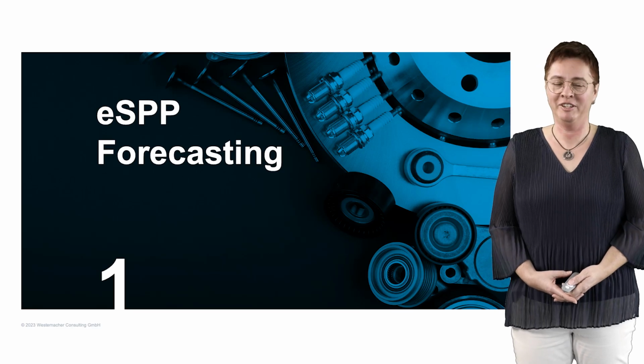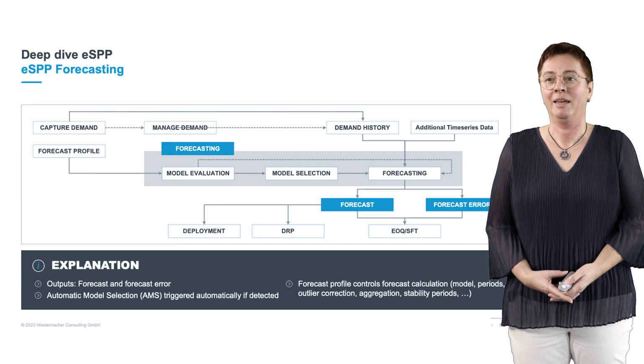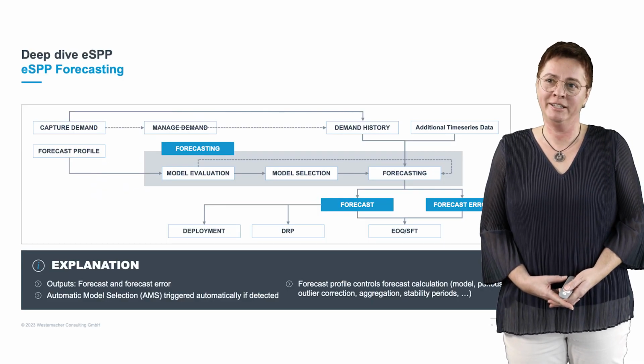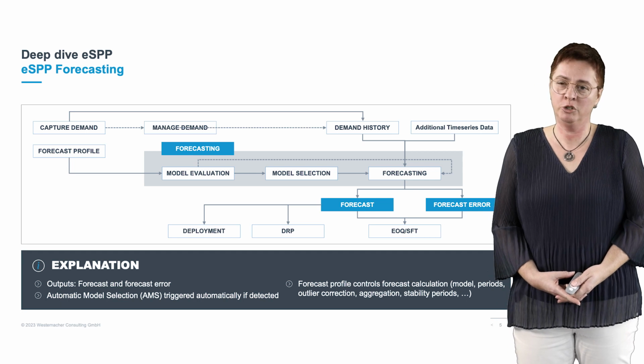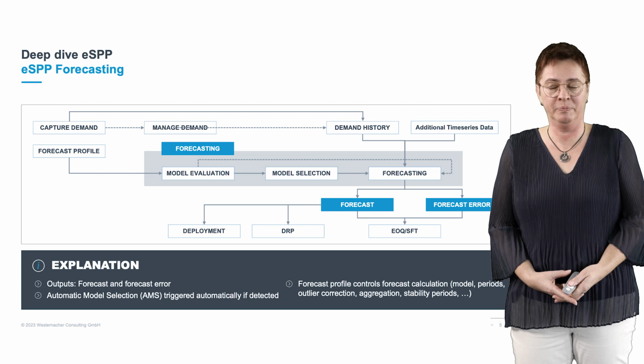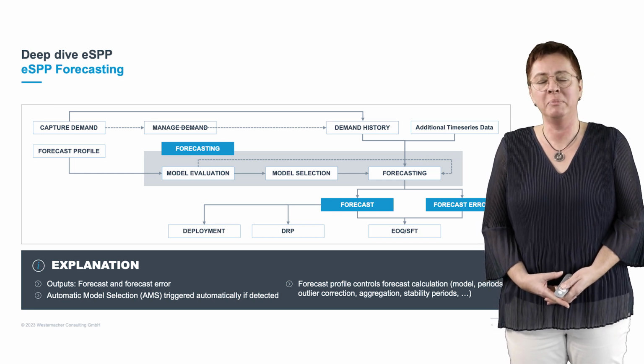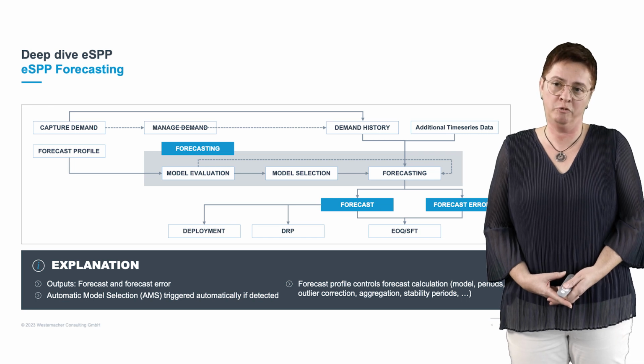So we start our video series with the forecasting process in eSPP. The main input to forecasting is the demand history, which is actually captured in the so-called demand capture process. All the parameters that are controlling the forecasting are maintained in a so-called forecast profile.